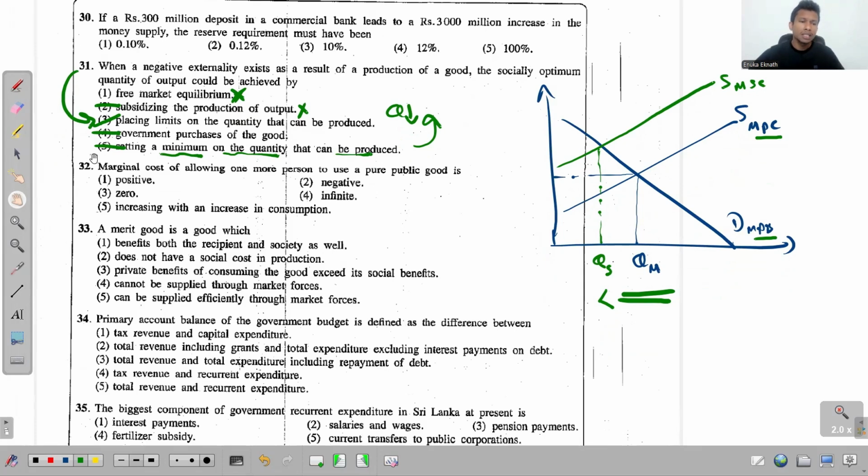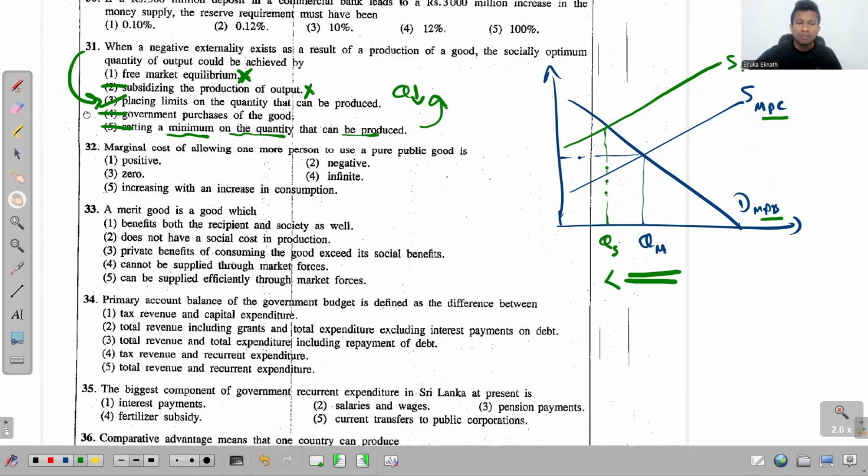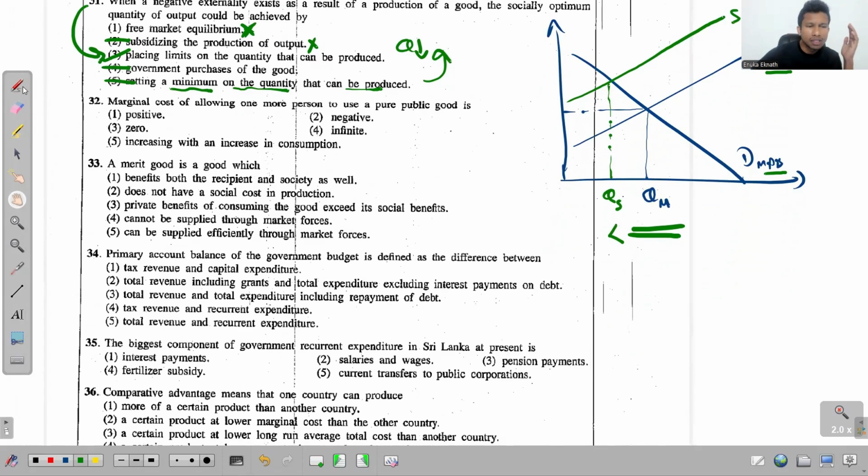Right, now look at this question 32, which is very easy. I don't really remember how many times they asked this thing. So the marginal cost of allowing one more person to use a pure public good is zero. It's always zero. Just look at the note.